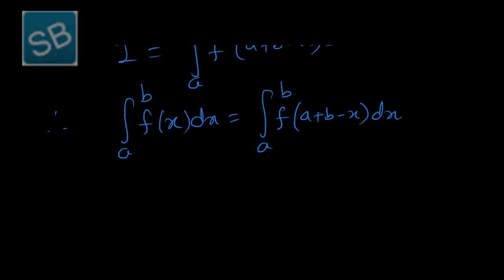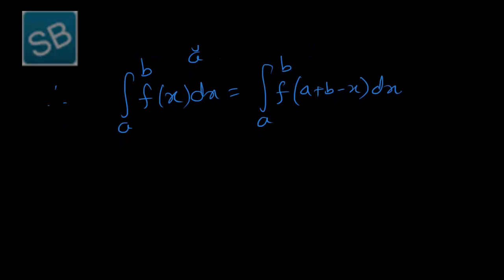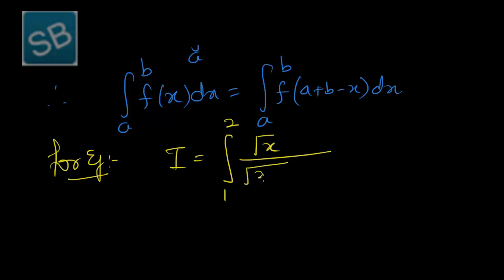So we will do an example on the basis of this theorem. For example, evaluate I, the integral from 1 to 2 of under root x over under root (3 - x) plus under root x. This theorem is used mainly where we have in the denominator the function a + b - x form. When we replace this part by this, we will get the required result. How can we do it?